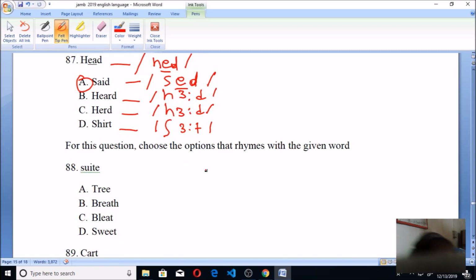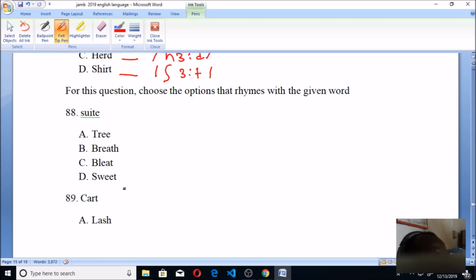Now let's look at a different thing from vowel sound. For this question, choose the option that rhymes with the given word. Now, rhyme is very similar to the sound, whether it is vowel or consonant sound, because rhyming simply has to do with the pronunciation of the word. When you pronounce them, do they sound alike? That is rhyme. So let's look at the words that are considered. If you find any transcription that is very similar, it's likely that they also sound the same, and it's likely that they also rhyme the same.